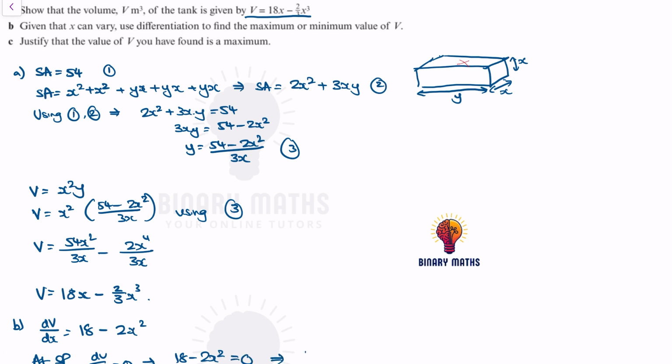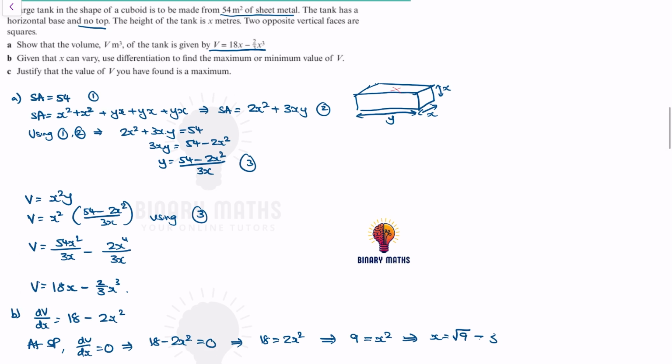which means 18 is equal to 2x squared, which implies 18 divided by 2 is 9. 9 is equal to x squared, which implies x is equal to the square root of 9, and we only take the positive square root of 9 because x is a length which is always going to be positive, so it's equal to 3. And this was measured in meters, so x is equal to 3 meters.